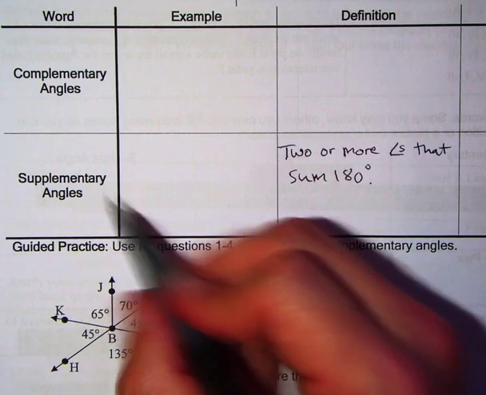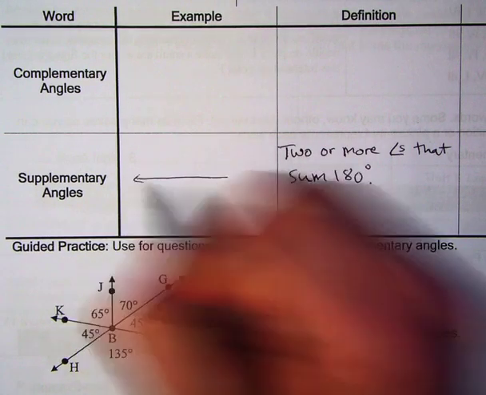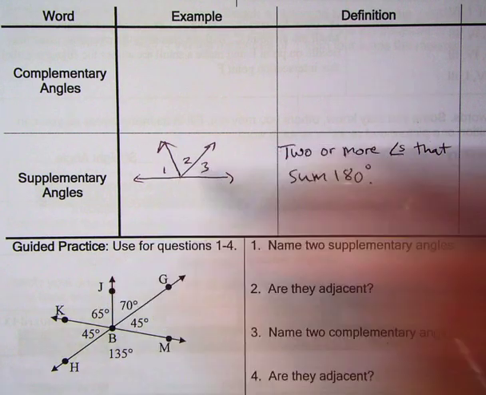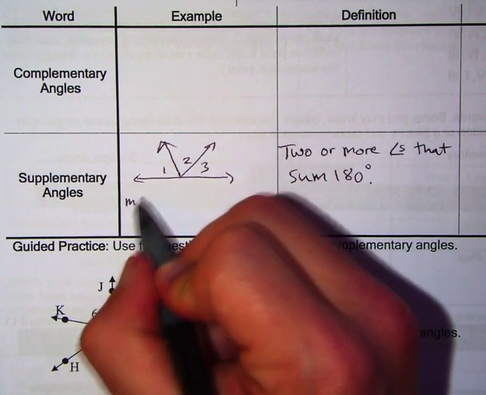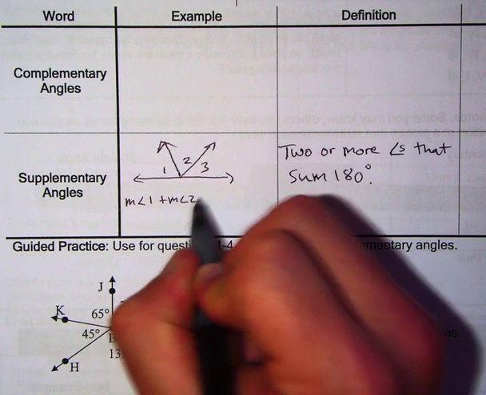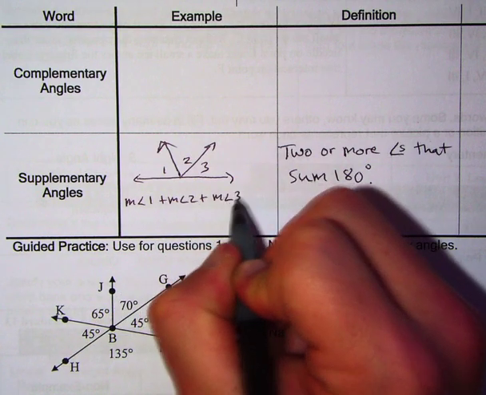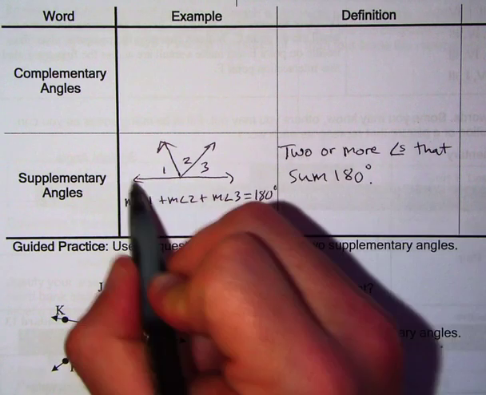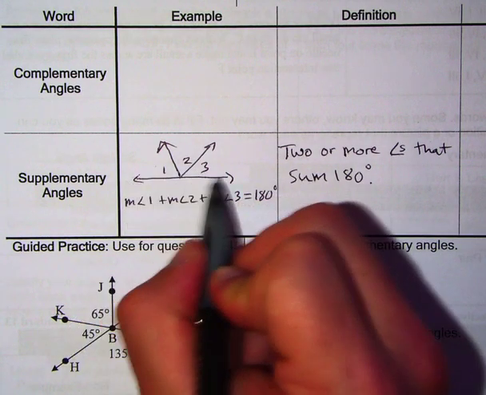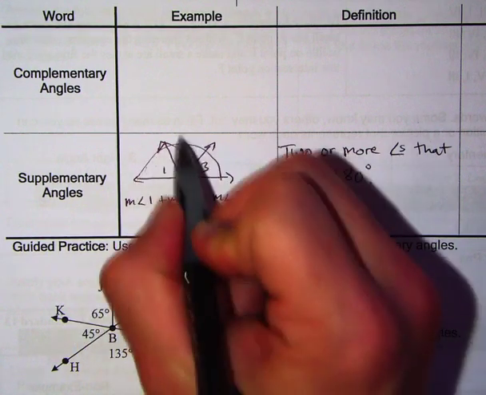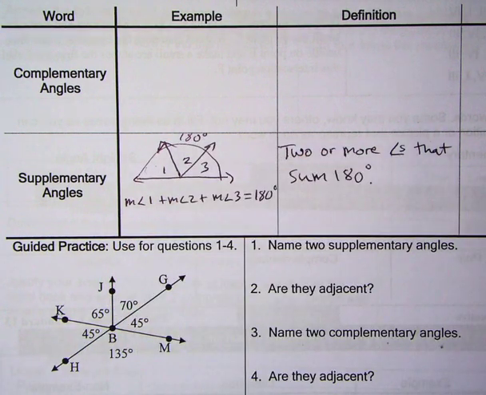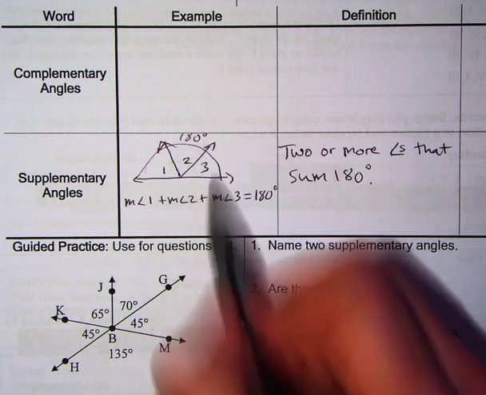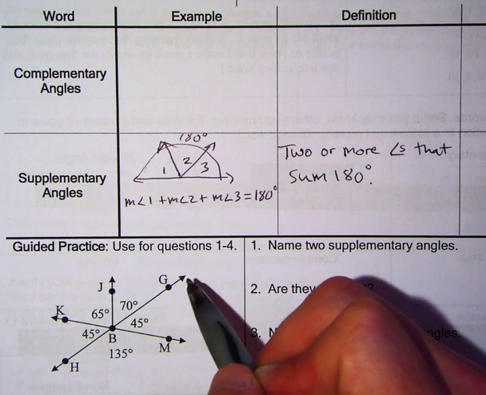So for example, we could do this. Angle 1, 2, and 3. All right, the measure of angle 1 plus the measure of angle 2 plus the measure of angle 3 equals 180. How do I know? Because, take a look, they all together make a straight line, which we know is 180 degrees. Could be just two angles, it could be 10 angles. As long as they add up to 180 like this, they're supplementary.